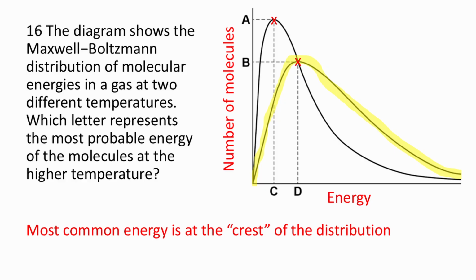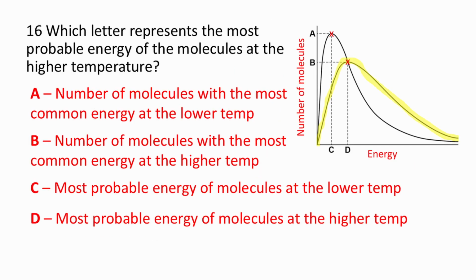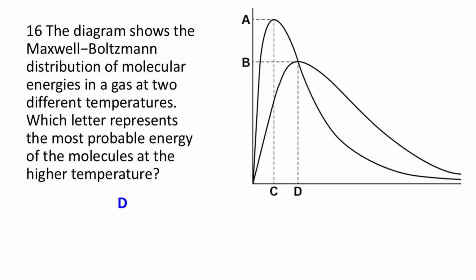The distribution of energies at a lower temperature is highlighted in yellow. The most common energy is at the crest of the distribution. A represents the number of molecules with the most common energy at the lower temperature. B represents the number of molecules with the most common energy at the higher temperature. C represents the most probable energy of molecules at the lower temperature. And D represents the most probable energy of molecules at the higher temperature. Relating this knowledge to the question, the answer is option D.